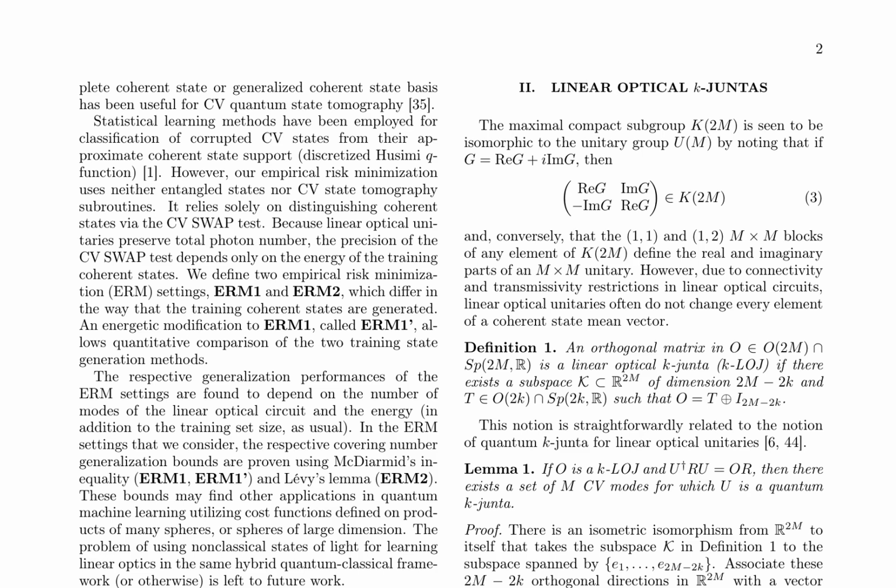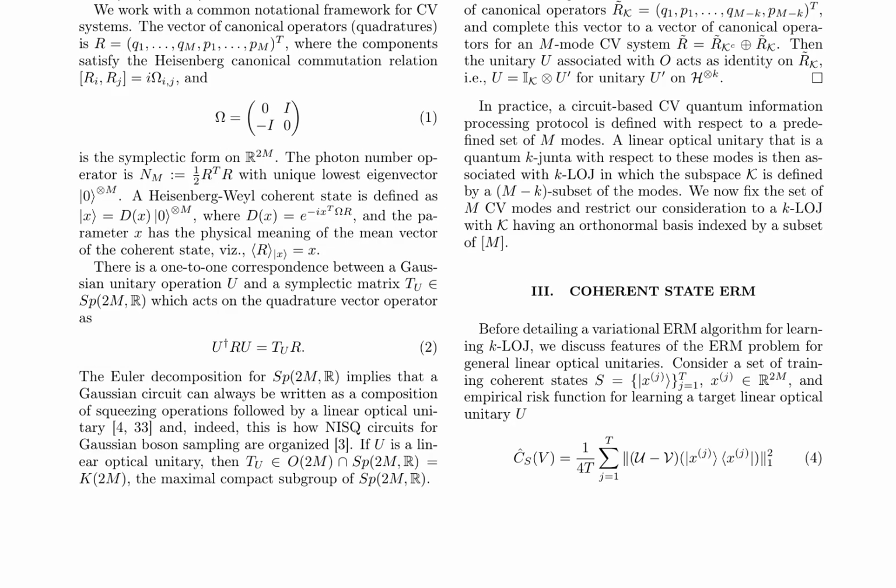Specifically, if a unitary U is associated with a KLOJ, it acts as a quantum K junta on a specific set of M CV modes. The empirical risk minimization problem for learning general linear optical unitaries is formulated using coherent states as training data. The empirical risk function measures the average error between the target and learned unitaries over the training set of coherent states, guiding the optimization process in variational algorithms for learning KLOJ.